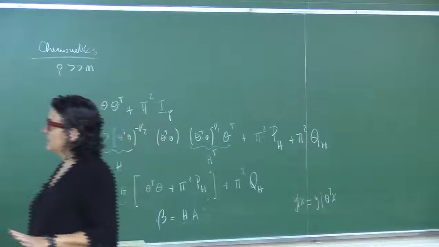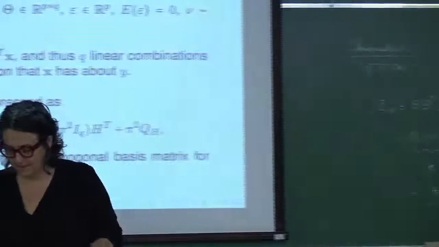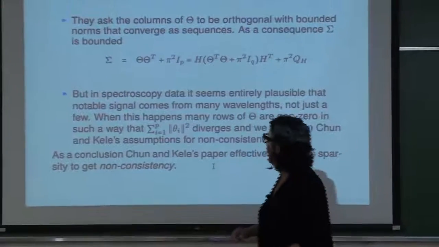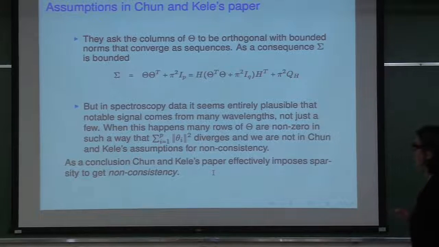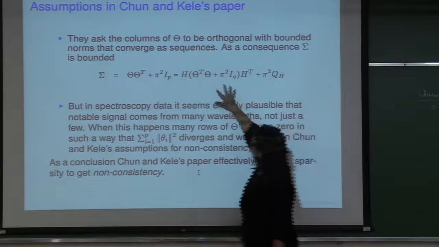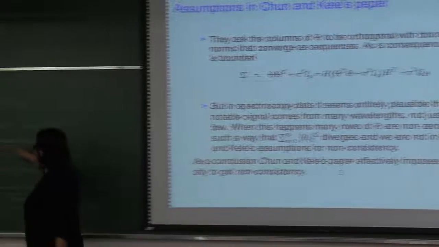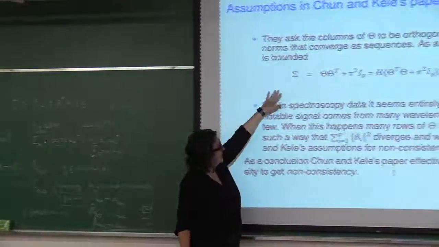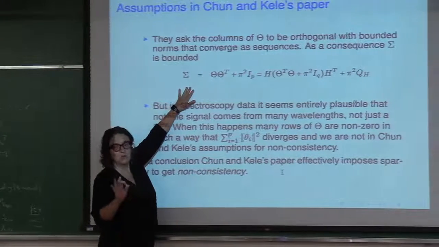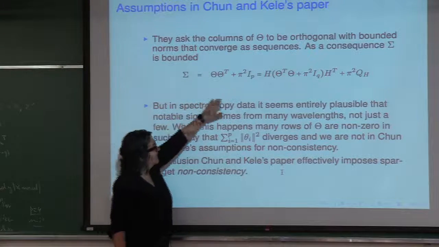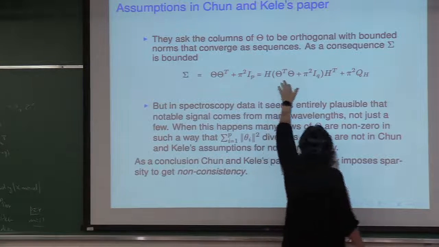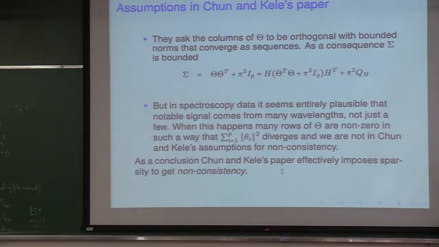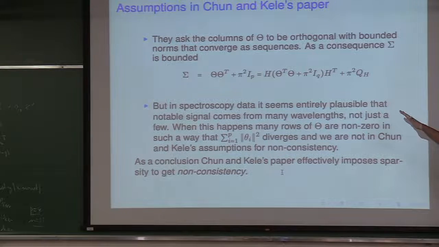And then they prove inconsistency and consistency, okay? They ask for the following condition. Look at what this is. This is my omega, no? The condition that they ask for, to be able to do the computations, is that this is bounded, okay? But if theta transpose theta is bounded, my covariance matrix is bounded, okay?